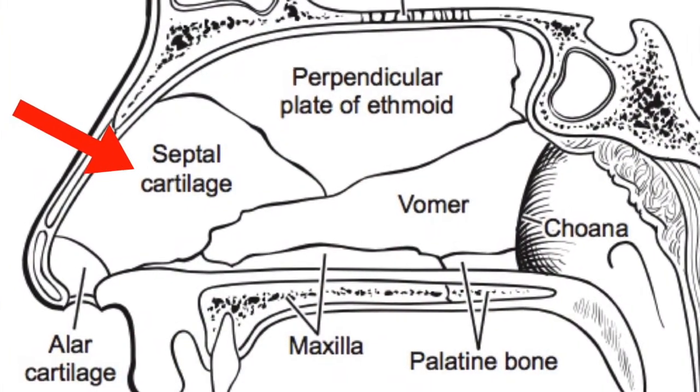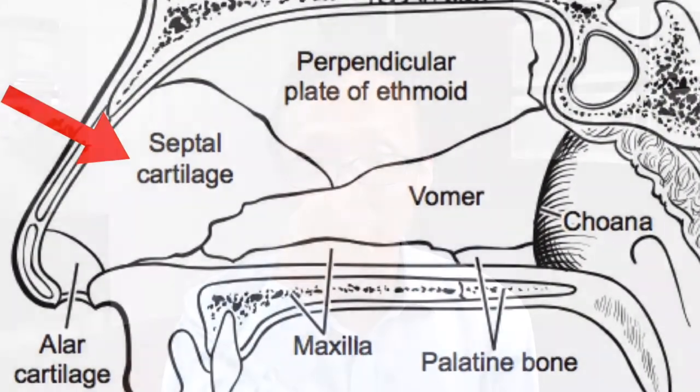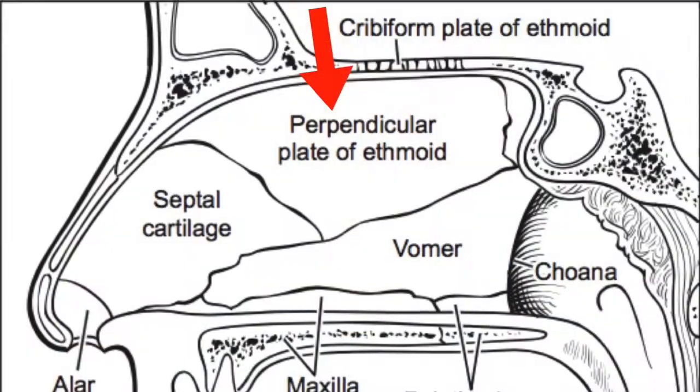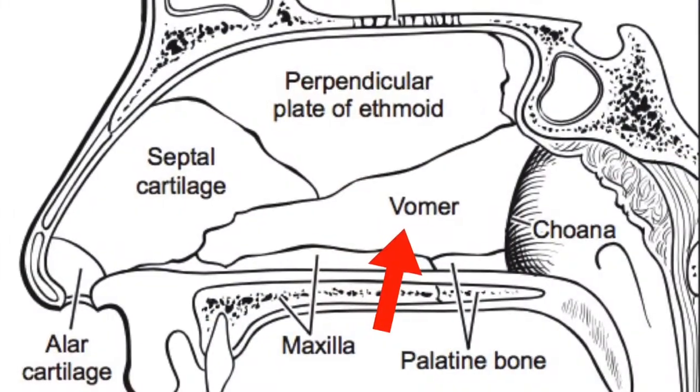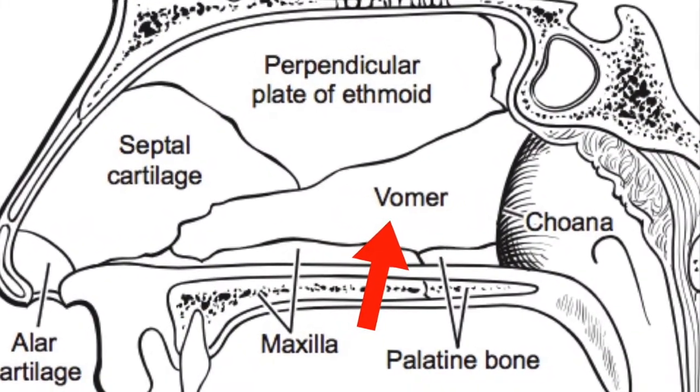Your nasal septum is the midline plate of the cartilage and bone that separates the right and left sides of your nose. The front part is what's called the quadrangular cartilage. This is what you can feel when you wiggle your nose. Towards the back on top is the perpendicular plate of the ethmoid, which is a bony plate. Along the bottom towards the back is a triangular piece of bone called the vomer.